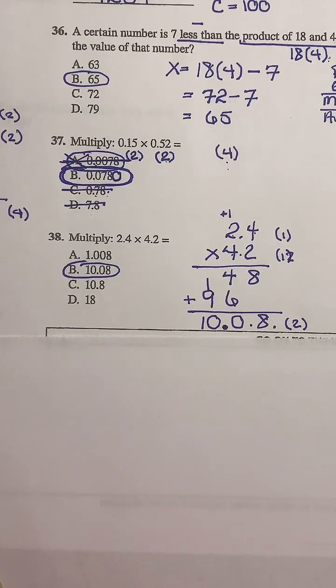So 37 was B. This one is B. So we got double B's. BB. Okay. Yes, it is, because this is actually a sample of a HESI exam.